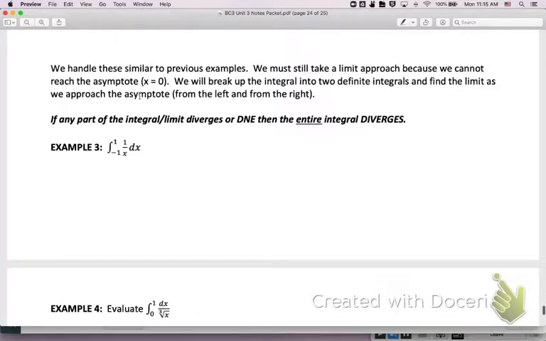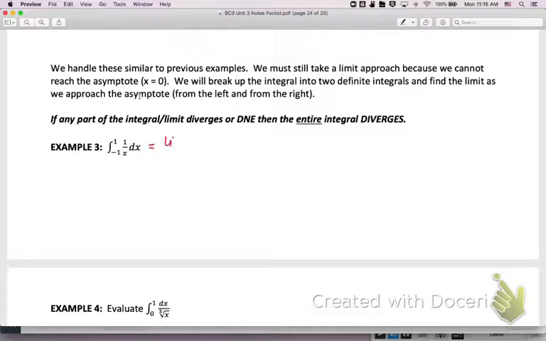We still have to make a limit because we can't actually get to the asymptote, okay? So we're going to split this limit apart. Now what we have to remember is that from one side, we're going to be approaching 0 from the left, and on the other integral, we're going to be approaching 0 from the right. Remember that if any part of the integral and the limit diverges, or it doesn't exist, then the entire integral is going to diverge, okay? So here's how we would set this up. We know that the issue is going to be at 0.